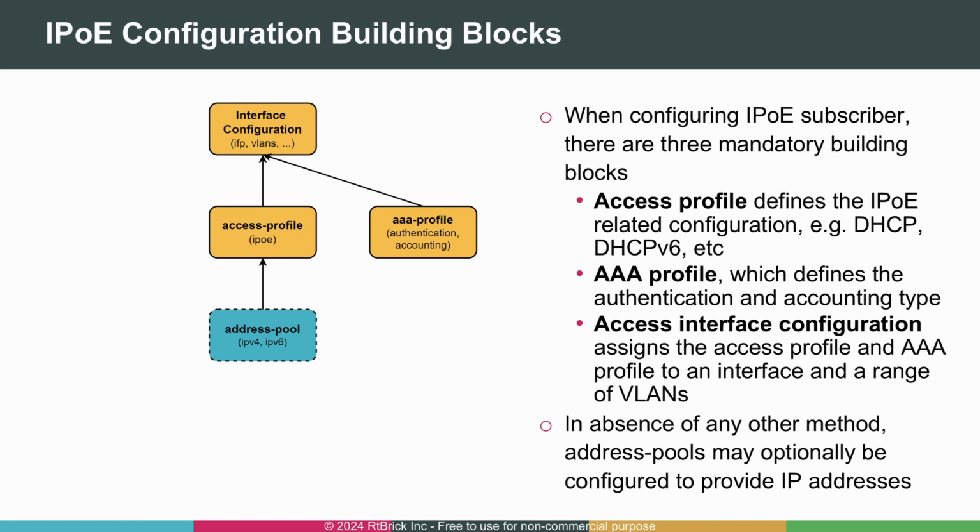The interface configuration defines the physical interface name along with VLAN ranges, as well as the access type, which in our case is IPoE. In addition, the mandatory access profile and the AAA profile are associated with the access interface. Although IP address pool configuration is not mandatory, in absence of other IP address assignment methods, it is a common configuration step. The address pool is linked to the access profile.